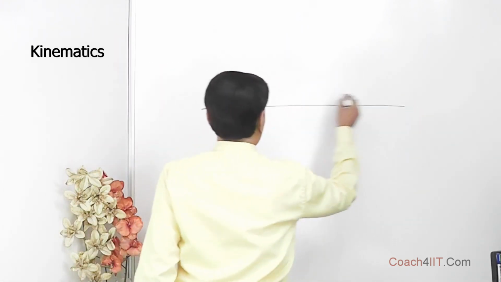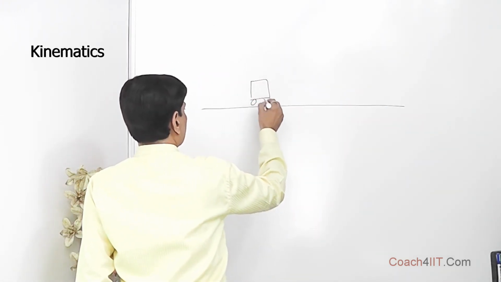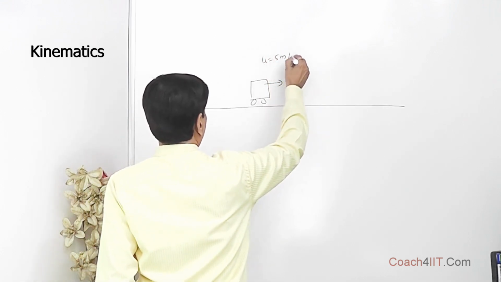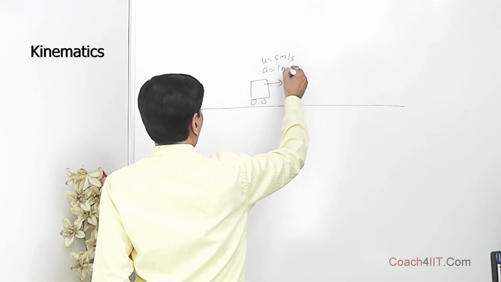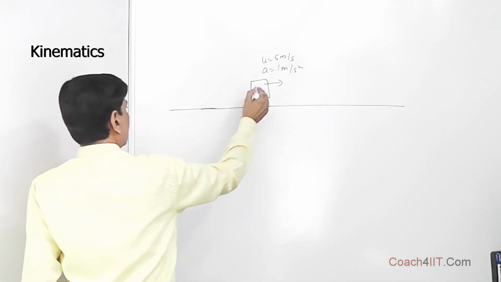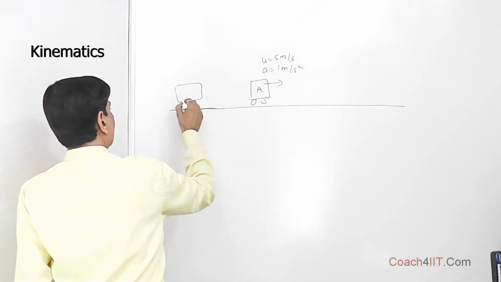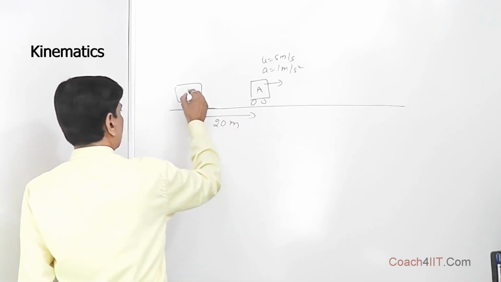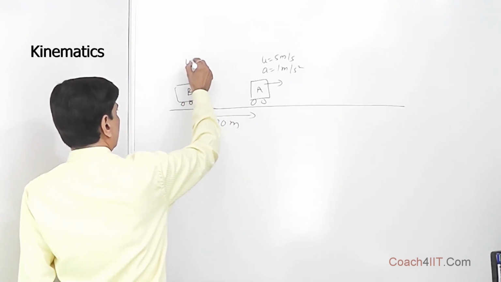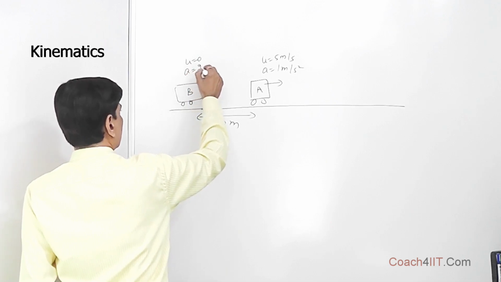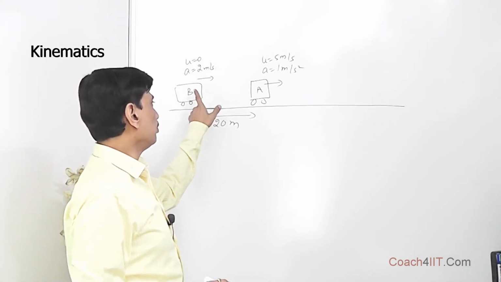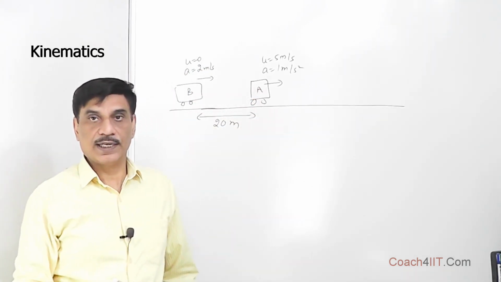Let's take the second case. We are on a straight path. This car is going this way with an initial velocity, let's say 5 meters per second, and its acceleration is 1 meter per second square. This is car A, and at a distance of let's say 20 meters there is car B, which has initial velocity equal to 0 and acceleration of 2 meters per second square, and we are asked when and where B is going to catch up with car A.